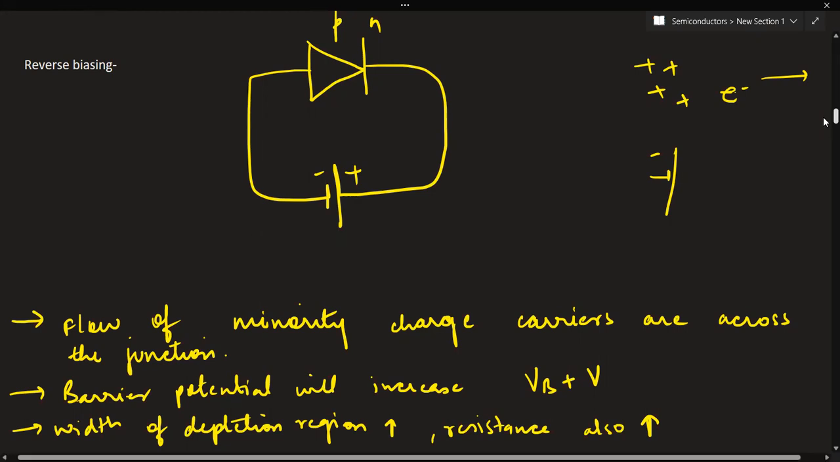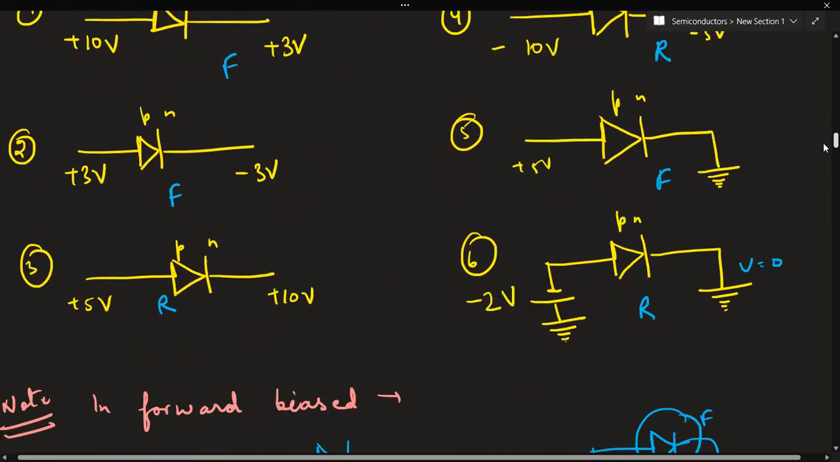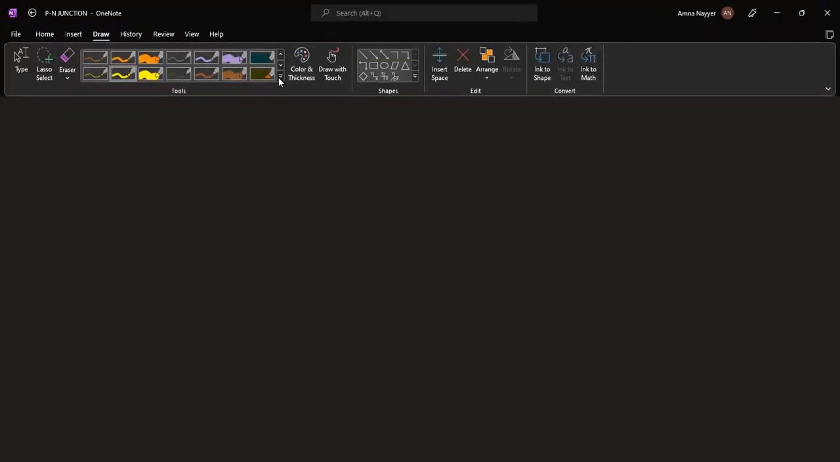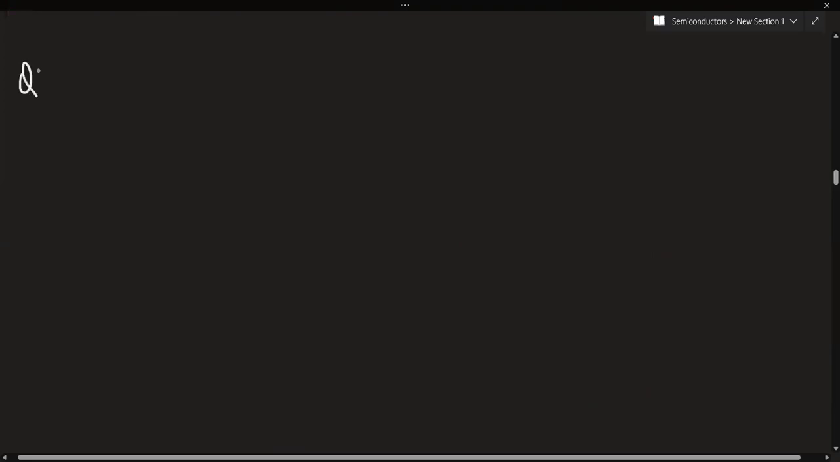So you have to remember the differences. Theoretical questions will come on the basis of this. The one which is at higher potential, you have to identify. Let me give you some questions. How to identify whether it is forward biasing or reverse biasing.